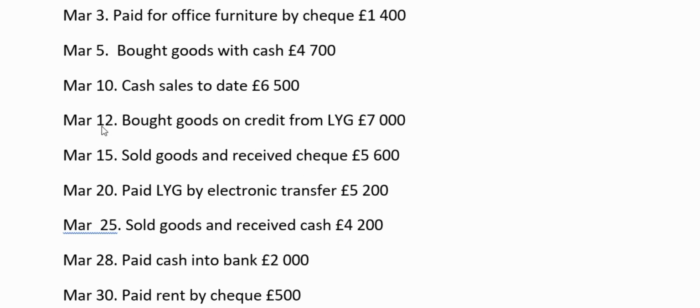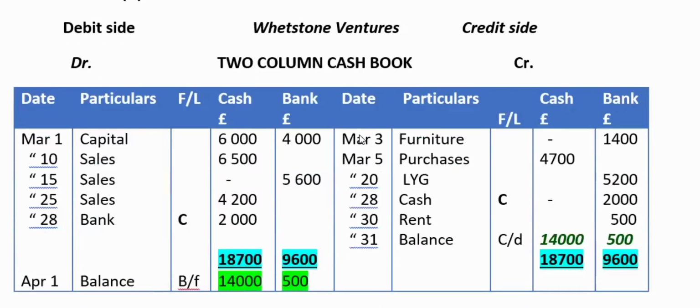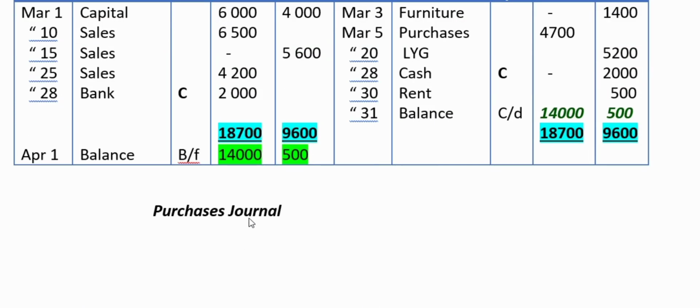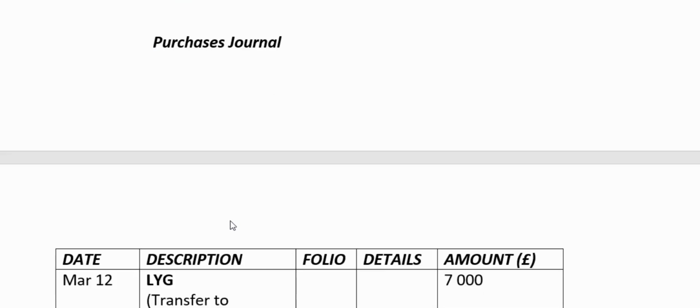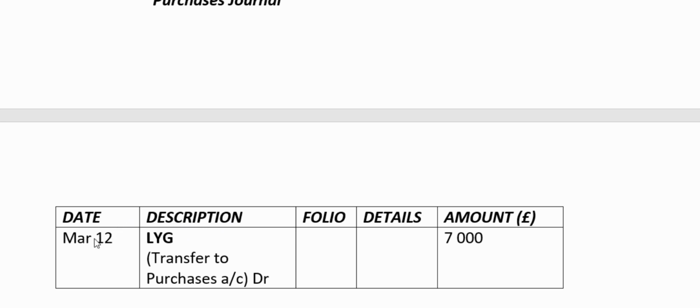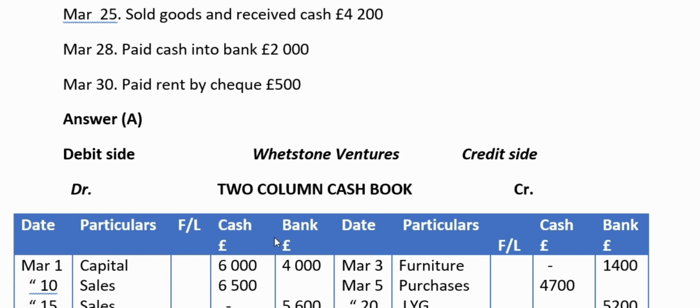So what do we do with the March 12 transaction, bought goods on credit from LYG? That will be recorded or entered in what is called the journal. In this case, the purchases journal because it was bought. So we have the purchases journal and it looks like this. March 12, goods bought from LYG company, £7,000 worth of goods, and that will be transferred to the purchases account. So let's go to the next.